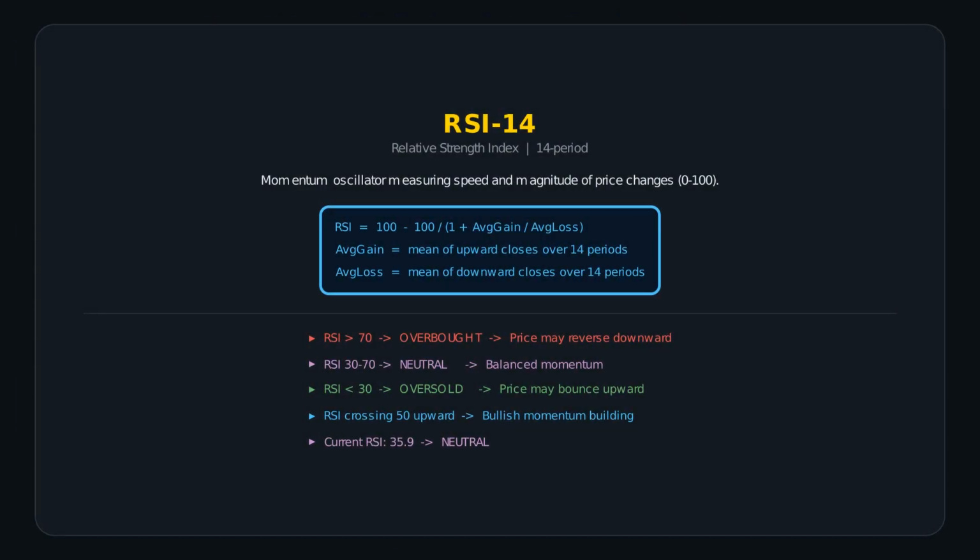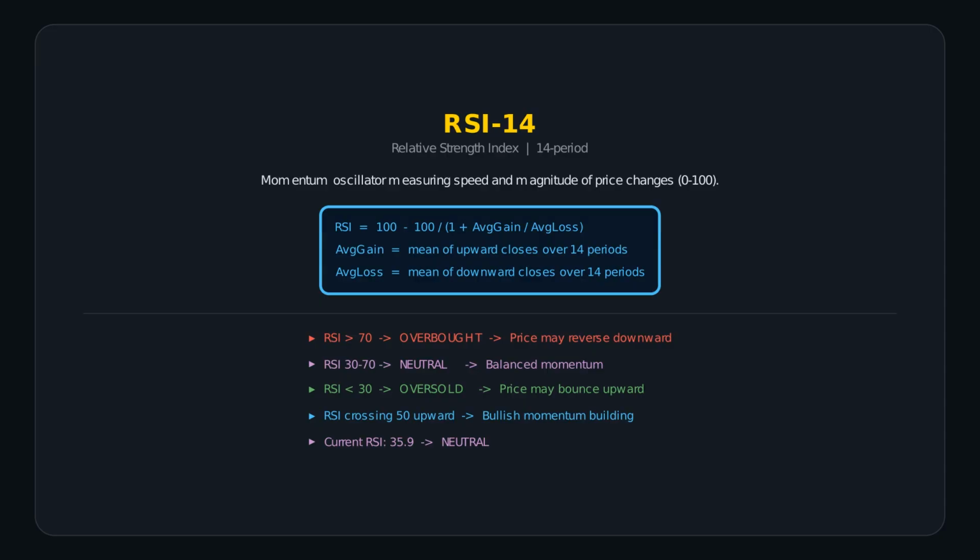Now the RSI, or Relative Strength Index. RSI measures momentum by comparing recent gains to recent losses over 14 periods. It oscillates between 0 and 100. Above 70, the stock is overbought. It has risen too fast.